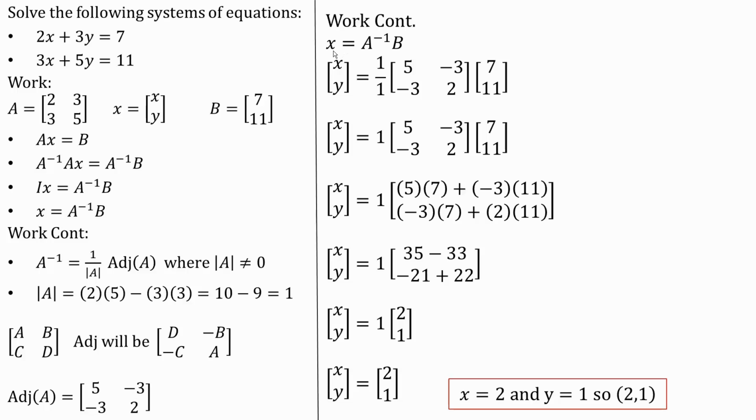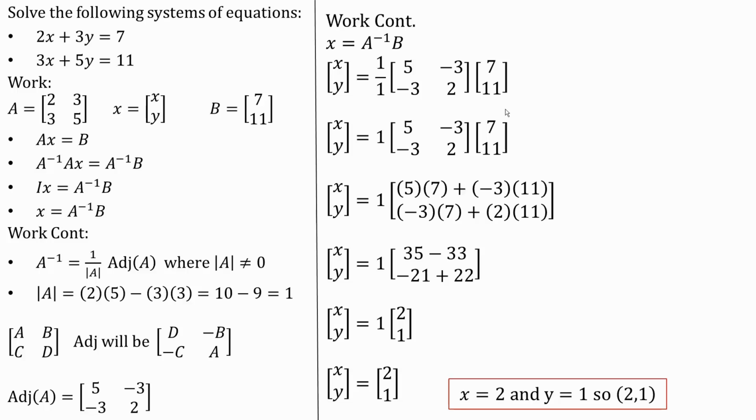So essentially X is equal to inverse A times B, and we said the inverse of A would be this, 1 divided by the determinant. We said the determinant is 1, so 1 divided by 1 times the adjugate of A, and we said the adjugate of A was this piece right here. So the matrix 5, negative 3, negative 3, 2, and then multiply by matrix B. And matrix B we said is 7 and 11. So 1 divided by 1 is 1. And now let's multiply the two matrices together.